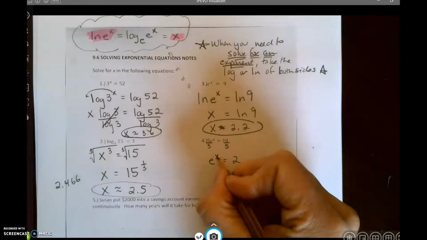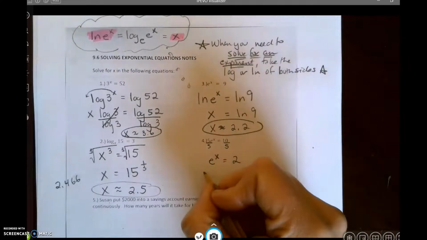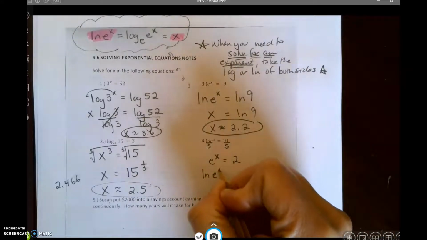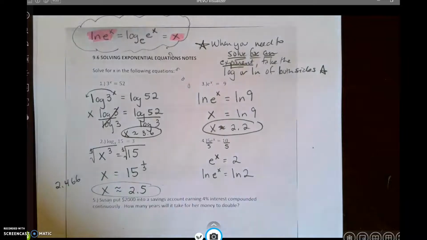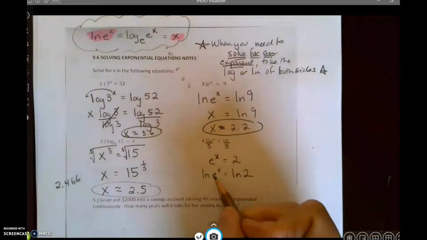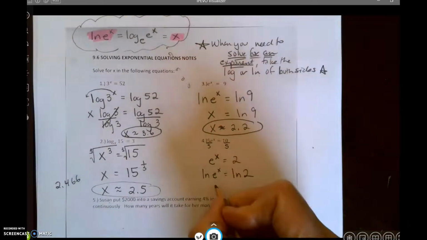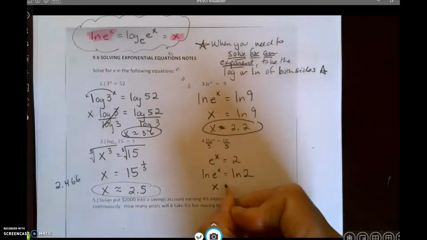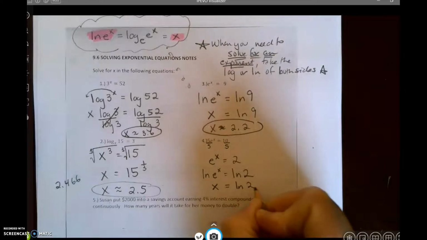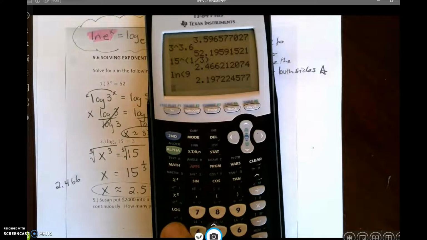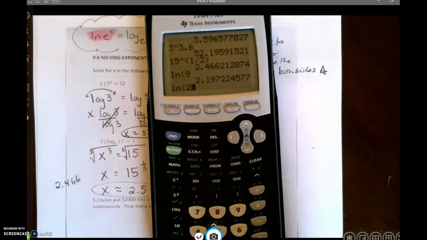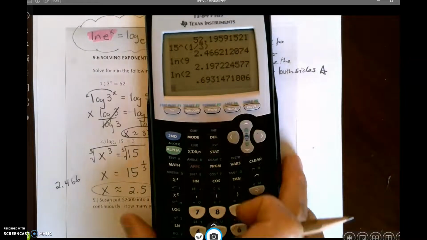Now I'm solving for an exponent, so I'm going to take the natural log of each side because it's involving e. And the natural log of e to the x is simply x. And I can put that in my calculator. Natural log of 2.7.